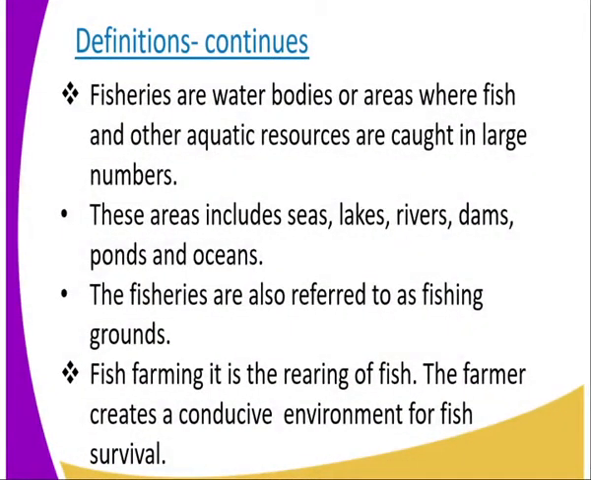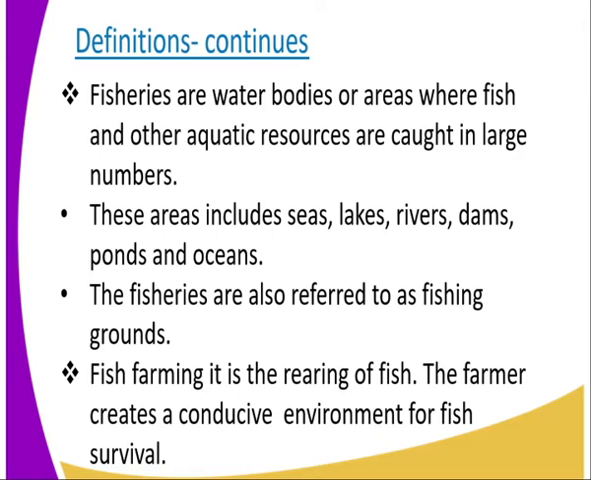Now, the other term that we want to know is the fisheries. When we talk about the fisheries, these are the water bodies or areas where fish and other aquatic resources are caught in large numbers. For example, the Northwest Atlantic fishing ground is an area where we have a fishery, since it is a place where we get large numbers of fish.